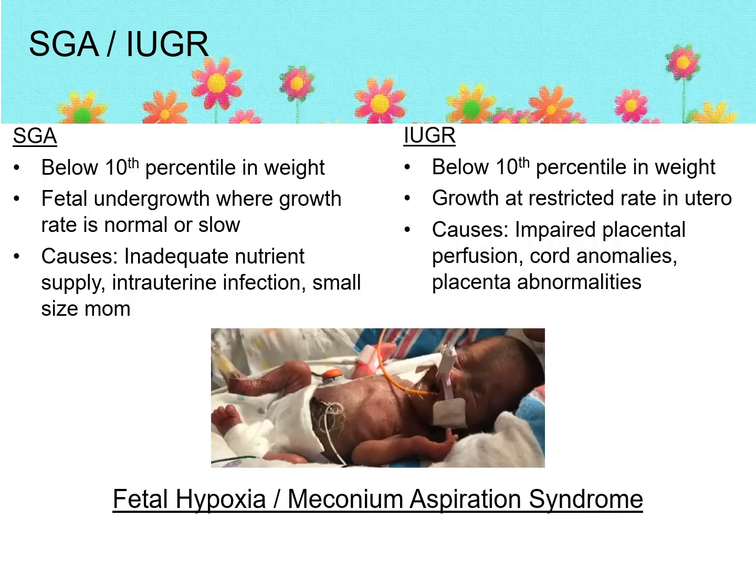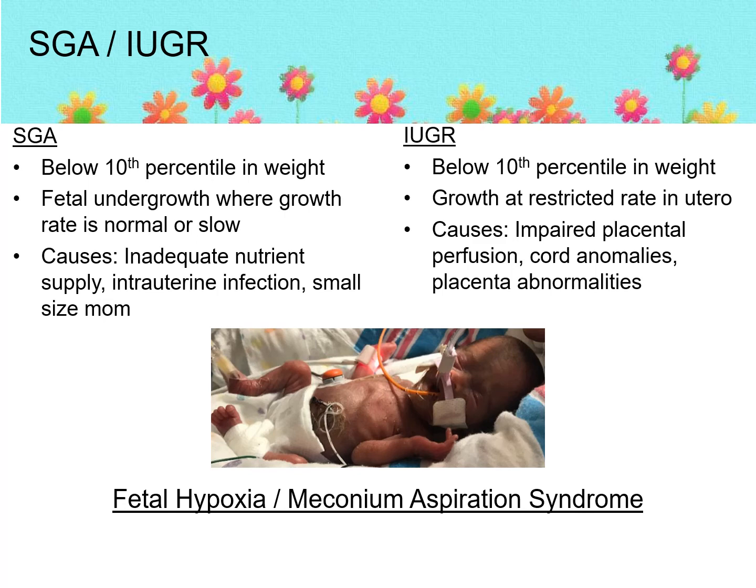All right, talking about our SGA and our IUGR babies. So the SGA babies are below the 10th percentile in birth weight. Okay, they have a fetal undergrowth where the growth rate is normal or slow. Causes of being SGA are inadequate nutrient supply, intrauterine infection, or even a small-sized mom.